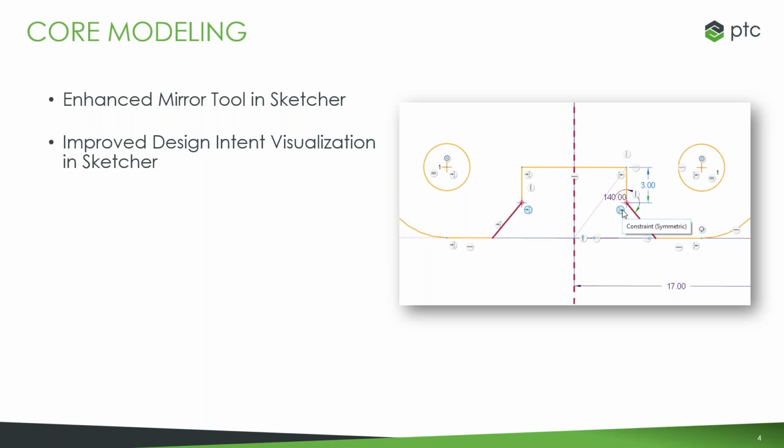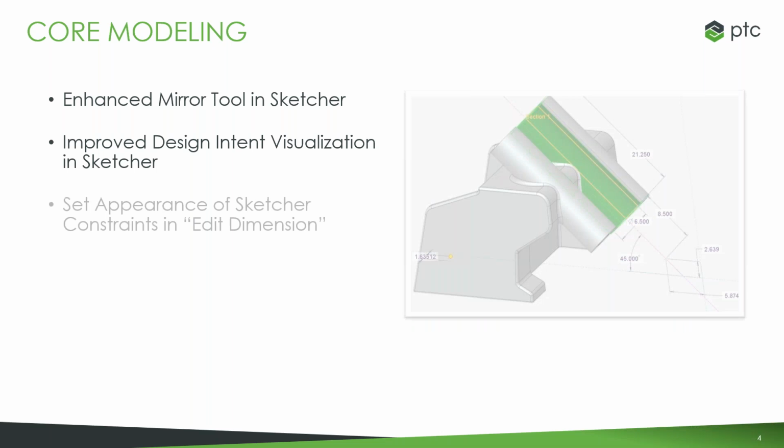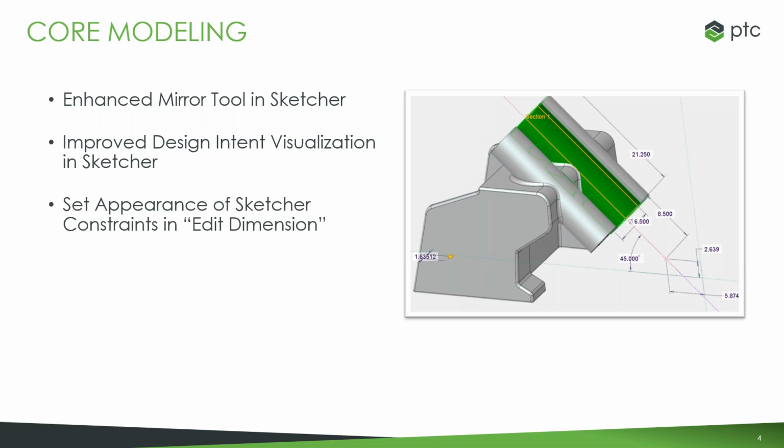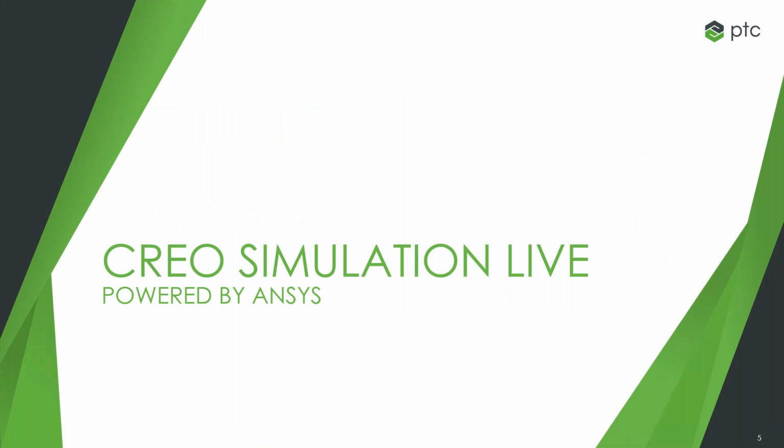Another enhancement has been made to the visualization of your design intent in the sketcher. We've improved the look of the relation icons, the ability to highlight references, and change colors. It's really overall modernizing the look and feel to work better in the sketcher and to really understand exactly the different components in your sketch. And also in the edit dimension selection, you're able to set the appearance of your sketcher constraints. So when you click to edit those dimensions, it can also show the constraints. That's just another config option that you can activate there.